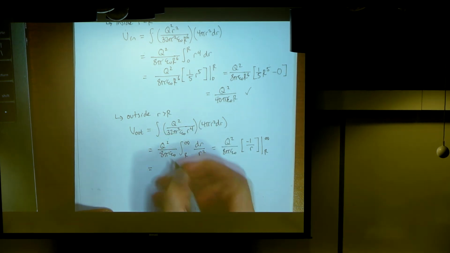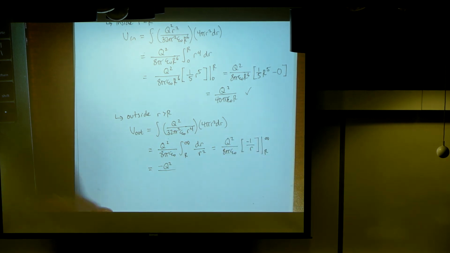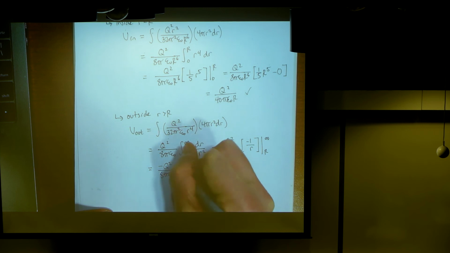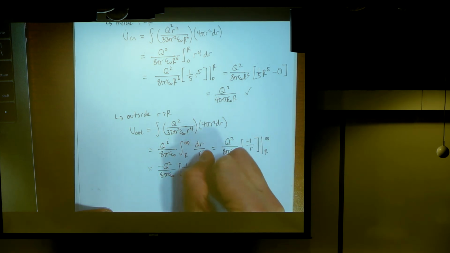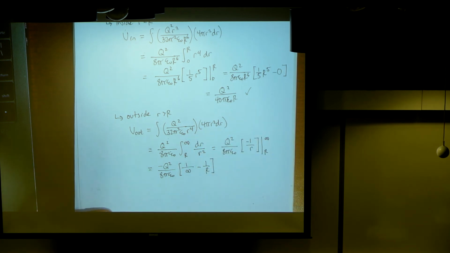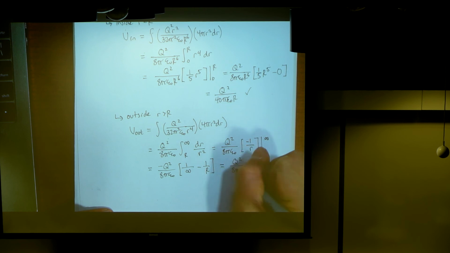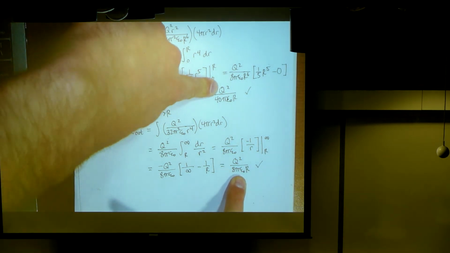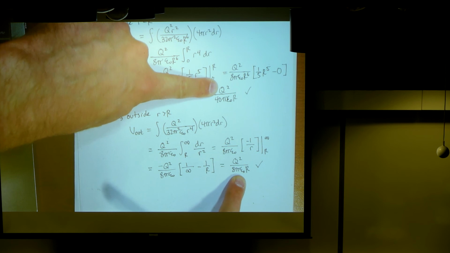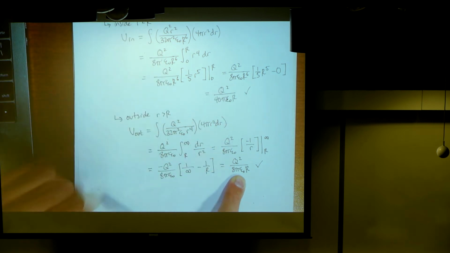Let's plug in the limits. I have minus q squared, taking the negative sign and just putting it out here, over 8 pi epsilon naught. And then I have 1 over infinity minus 1 over big R. And 1 over infinity goes to 0. So I just have two negative signs canceling. And I have q squared over 8 pi epsilon naught big R. So a very similar kind of expression, except the overall factor is 1 over 8 as opposed to 1 over 40. But other than that, it's the same expression.